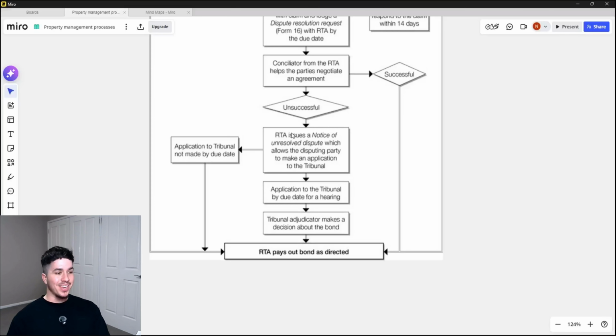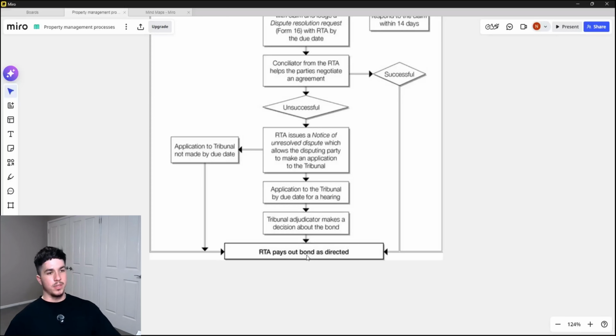The other interesting thing is, let's say we claimed the bond in this instance. It went through the dispute resolution request and it was unsuccessful with the mediation. The tenant now has 7 days to lodge that application to the QCAT. If they don't lodge that application, the bond is refunded as directed. So if we claim the full bond in the instance, and the tenant did not lodge an application with the court within 7 days of the decision being made from the mediator at the RTA, we're going to get the full bond.